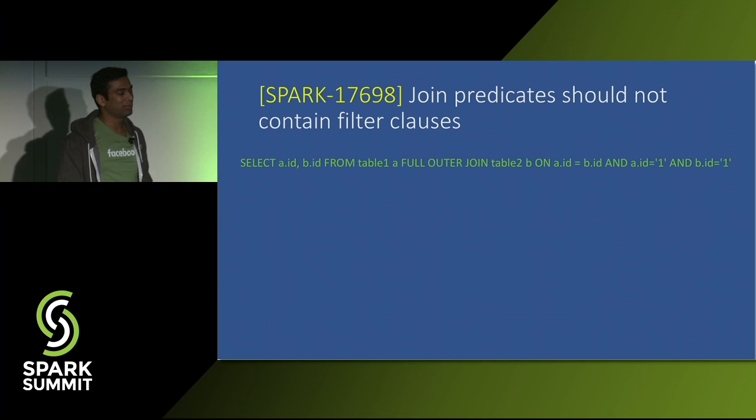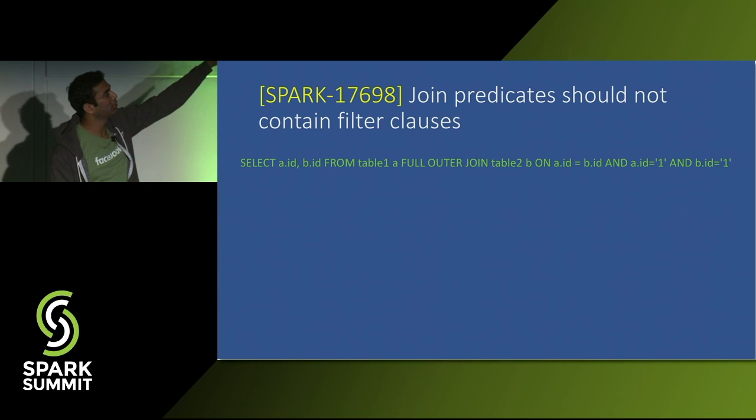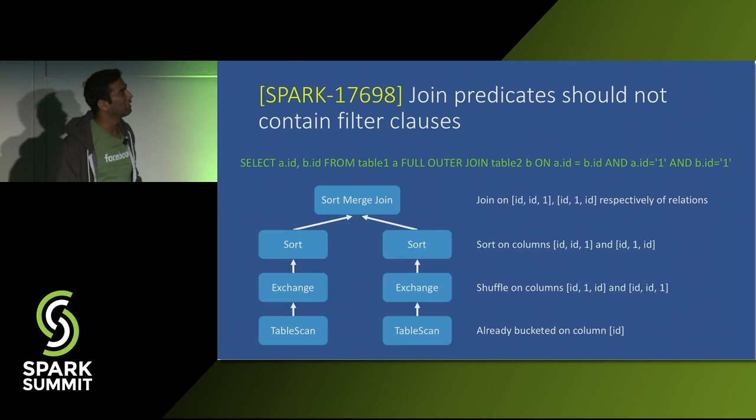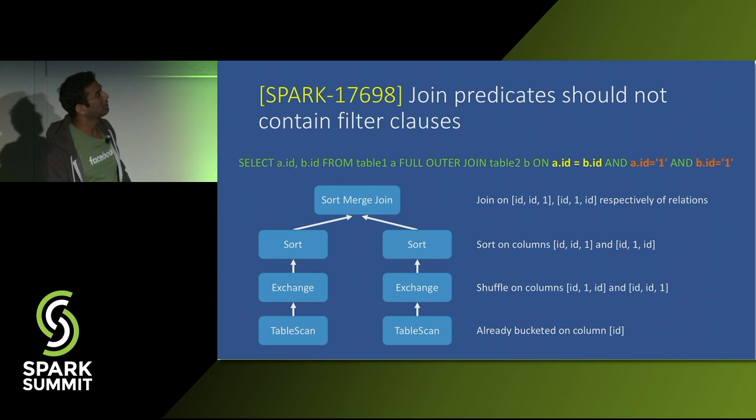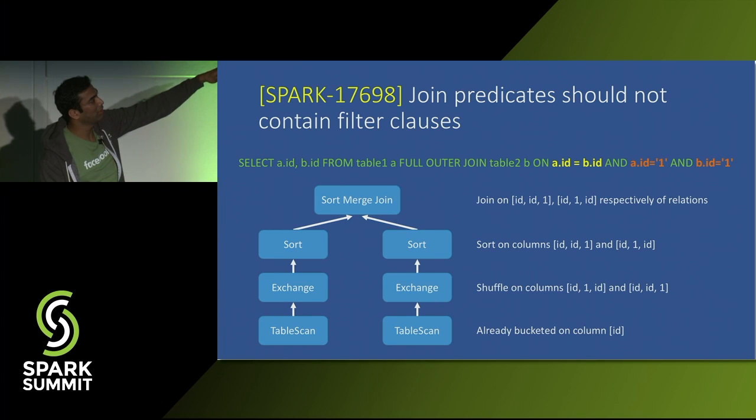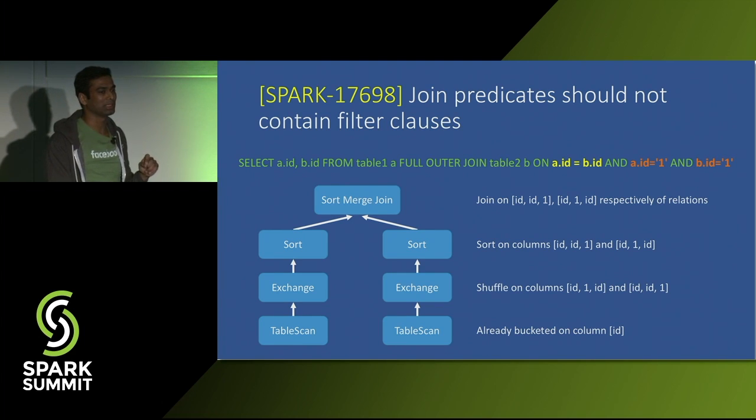Next up, I have Spark 17698. Over here, this is a query where I'm doing a join over two tables. It's a full outer join, and here's the plan created by the Spark SQL planner. You can see there's a table scan, a shuffle exchange, and the sort merge join. The query predicates are A.id equals B.id, A.id equals 1, and B.id equals 1.